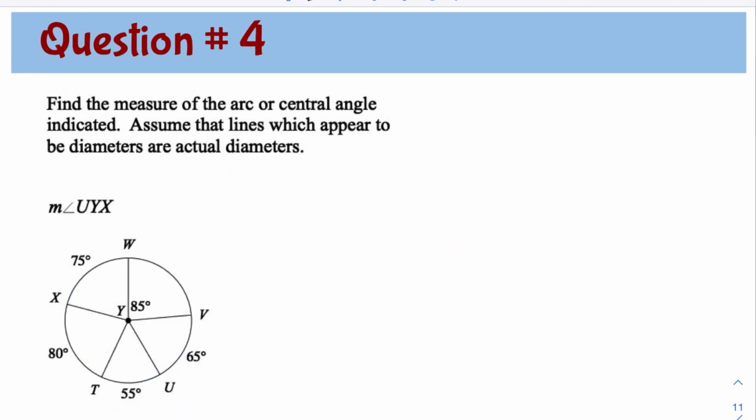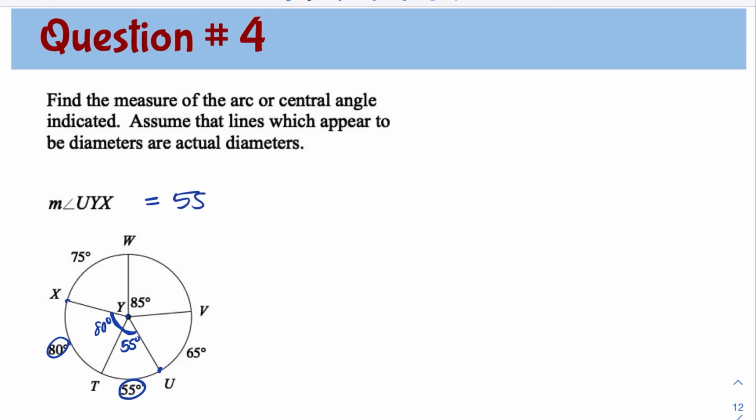Question number 4 is asking to find the measurement of angle UYX. So this is the angle that they're asking for. Using the concept of central angle again, this means that if this is 55 degrees, this also means 55 degrees. If you have 80 degrees, this is also 80 degrees. So the measurement of angle UYX is the sum of 55 degrees and 80 degrees, which is 135 degrees.